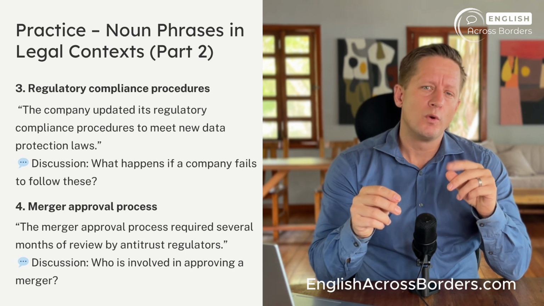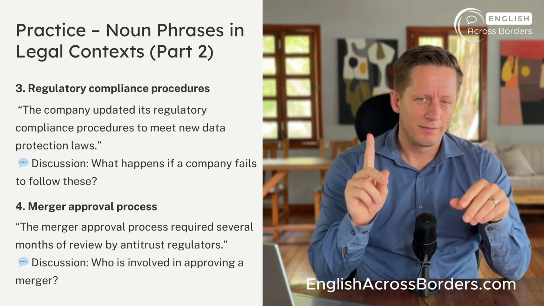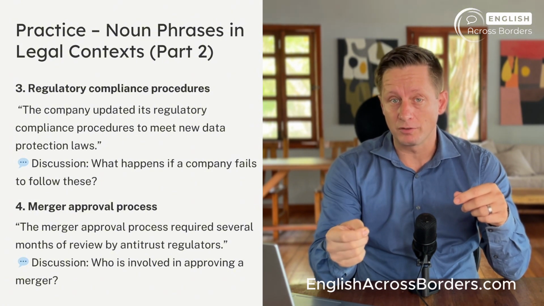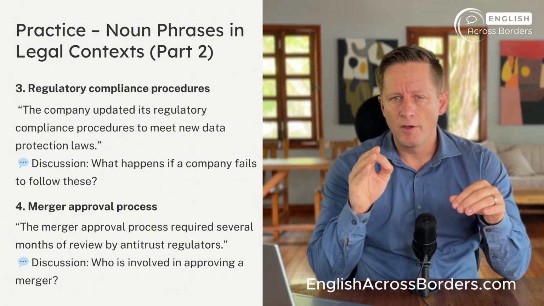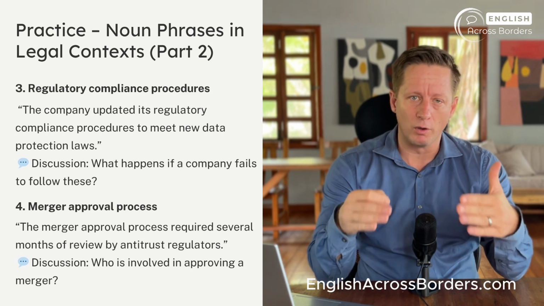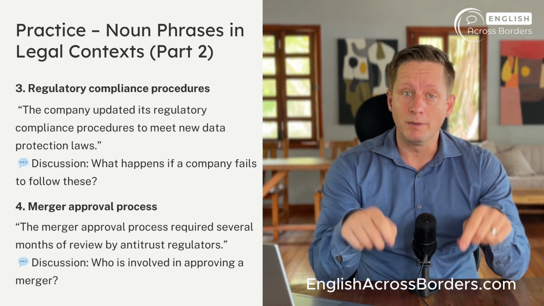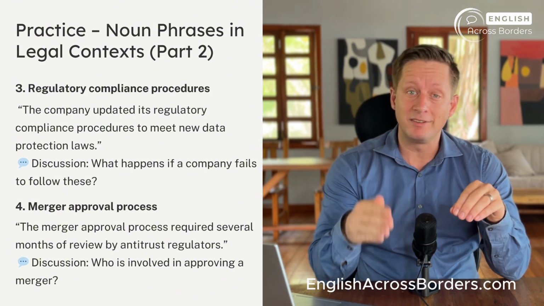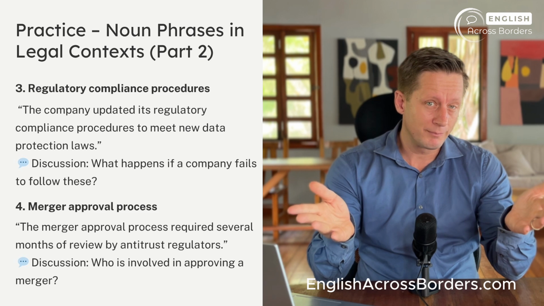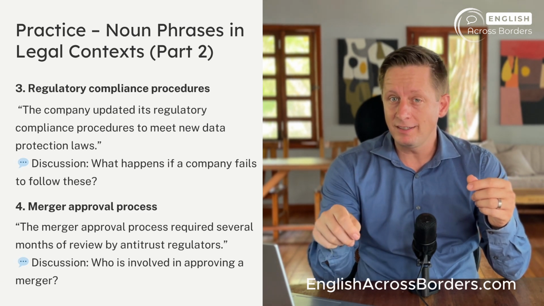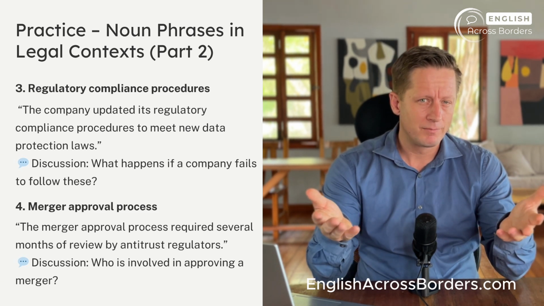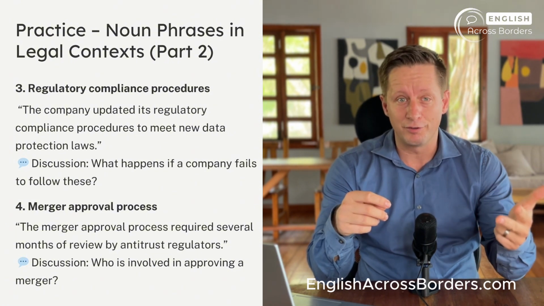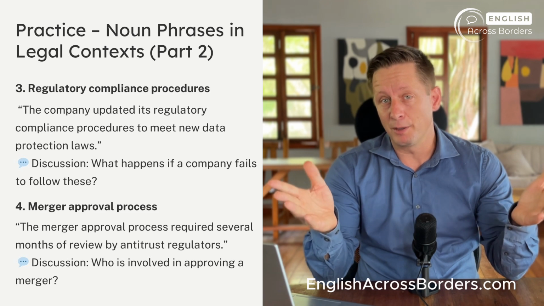Let's continue with two more legal noun phrases. First one here: regulatory compliance procedures. Here's the example: The company updated its regulatory compliance procedures to meet new data protection laws. This refers to the steps a business takes to follow legal rules, especially in areas like privacy, safety, or finance. If a company fails to follow these, it could face audits, fines, or lawsuits. So it's a very important phrase in compliance work.